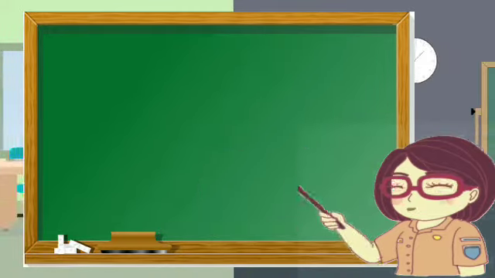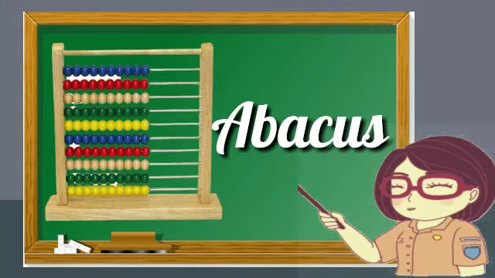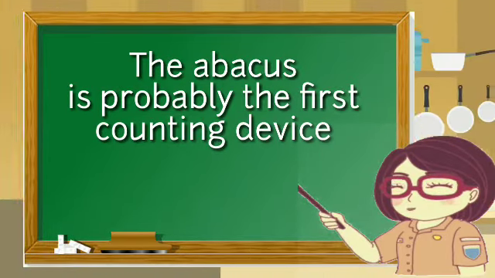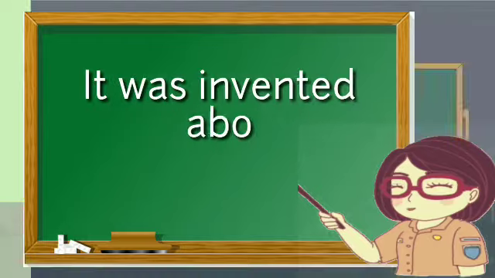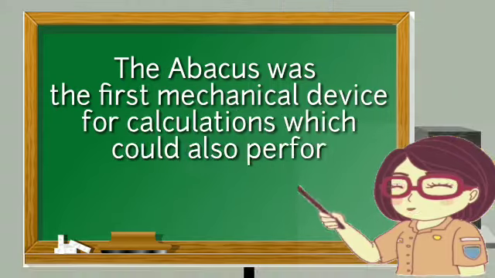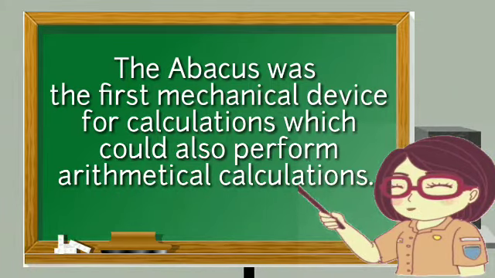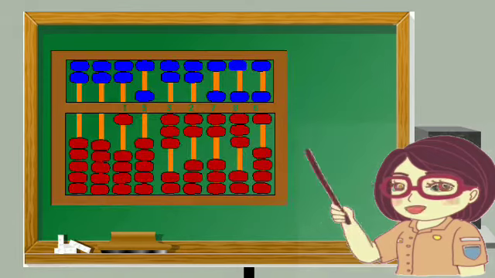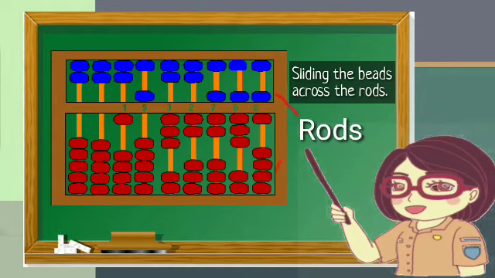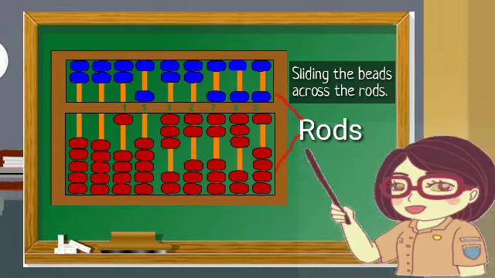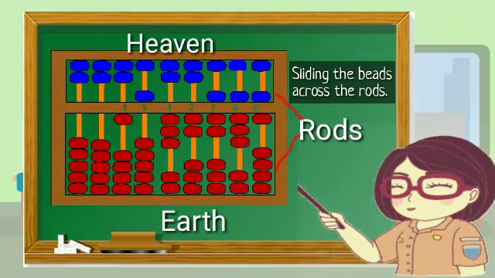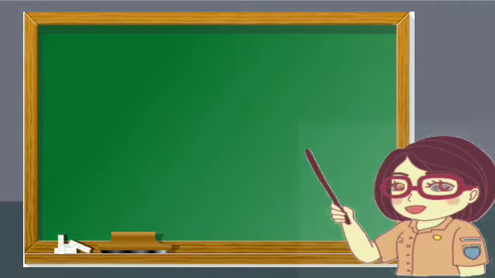So, let's study first the abacus. Do you still remember the abacus from your kindergarten days? The abacus is probably the first counting device. It was invented about 5,000 years ago in China. The abacus was the first mechanical device for calculations, which could also perform arithmetical calculations. It is used by sliding the beads across the rods. It is divided into two parts. The upper part we know as heaven, and the lower part is termed earth.